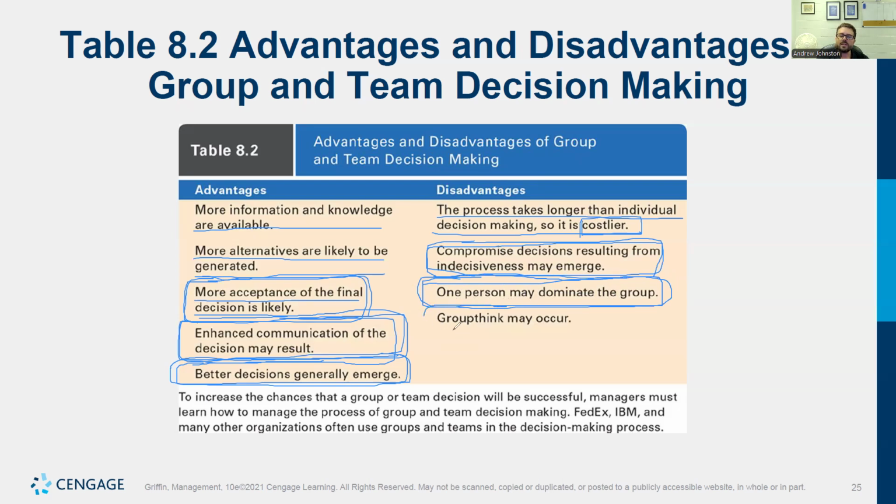Or you can have group-related biases. People don't want to have conflict, especially if the structure and the personalities are such that they try to avoid conflict. And then you can end up with this thing called groupthink, where you arrive at a terrible decision, but nobody wanted to say anything, nobody wanted to disagree.